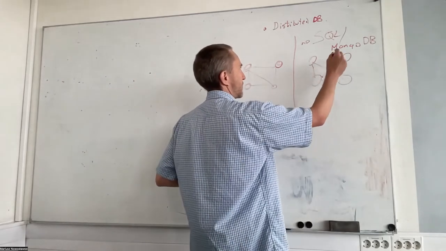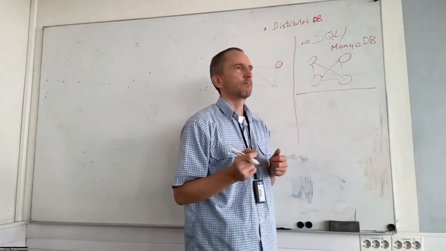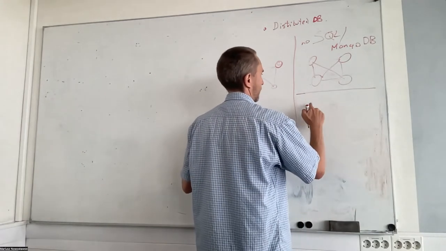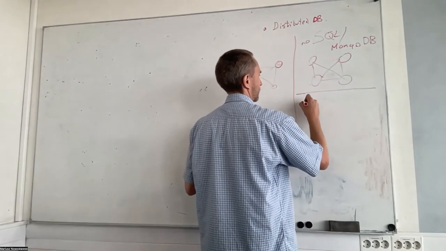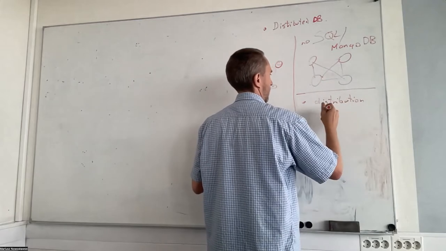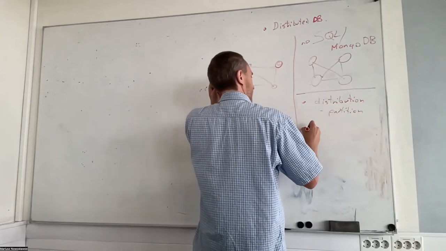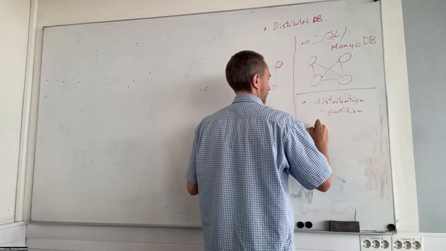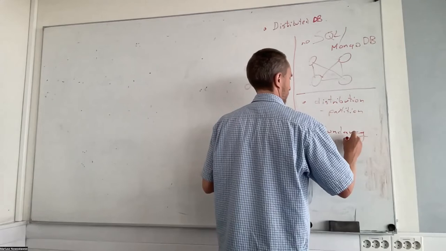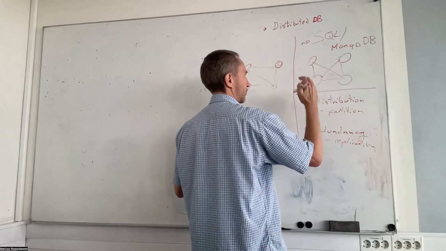So in the case of Mongo, we can have two things. We can have kind of a distribution, which often means partitioning of data. And we can have redundancy, which means kind of a replication. So in here, we can talk about two cases.